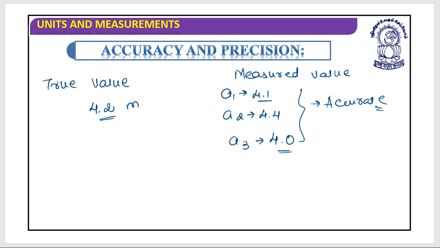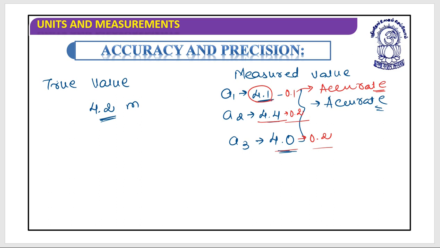This is 4.1, this is 4.2. The difference is 0.1. This is 4.2, this is 4.4. The difference is 0.2. This is 4.2, this is 4.0. The difference is 0.2. So here only the difference is 0.1, and here the difference is 0.2, and here the difference is 0.2. So these two, that means 4.4 and 4.0, are far as compared to 4.1. So we can say 4.1 is the more accurate value as compared to these two.